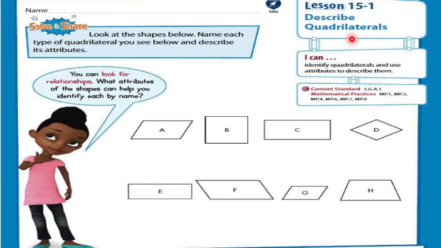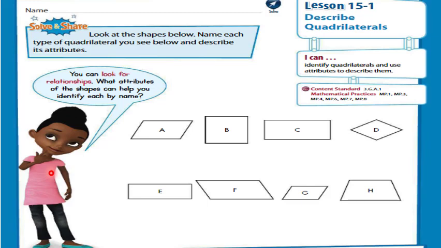Excellent, four sides. What's the problem given? Look at the shapes below. Name each type of quadrilateral you see below and describe its attributes. So what we have to do for all the shapes given from A to H, we have to name the figure first. We have to write the name of the shape and then we have to write the attributes.